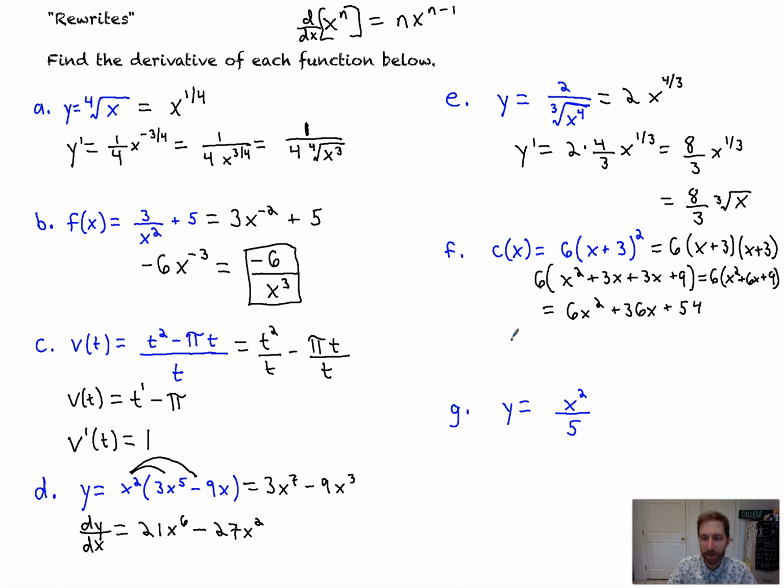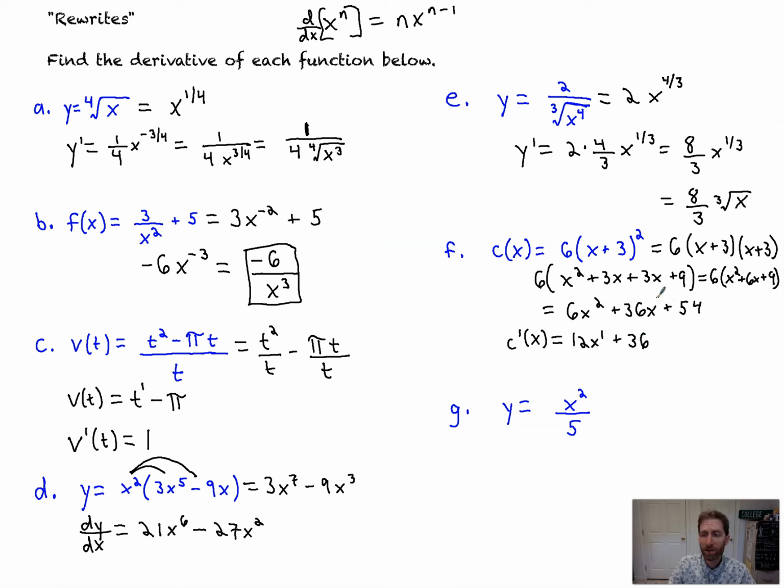So let's do that. C prime of x is equal to power rule. Let's do it. 2 times 6 is 12. X to the 1 because you're subtracting 1 from 2. 36x is going to have a derivative of just 36. Two ways of looking at that again. That's like a line with a constant slope of 36. So the slope's always 36.